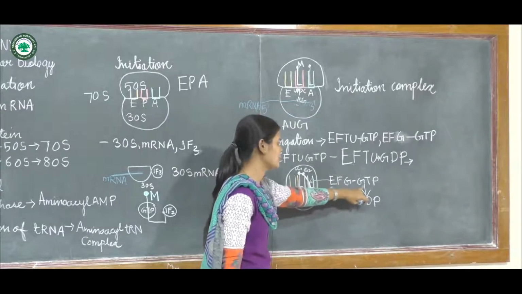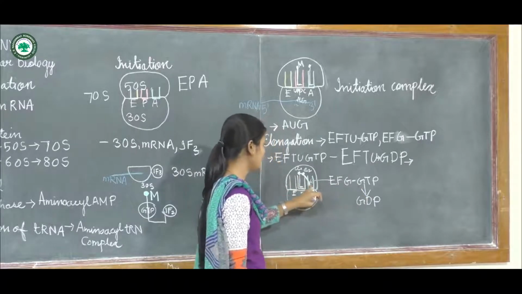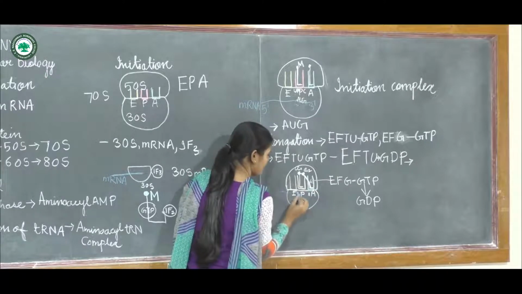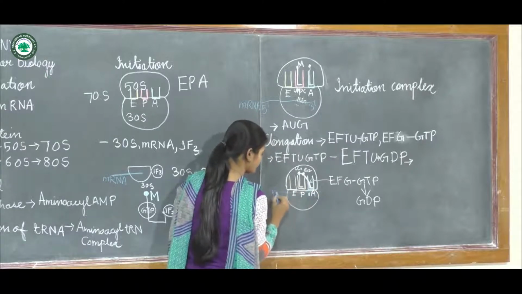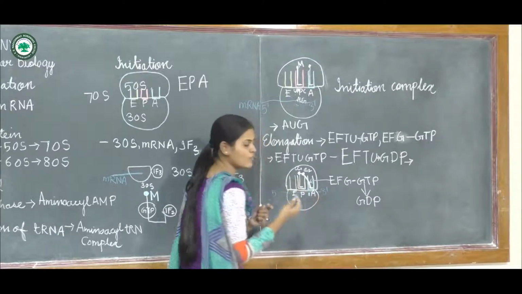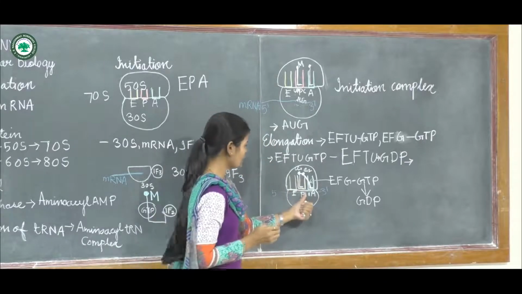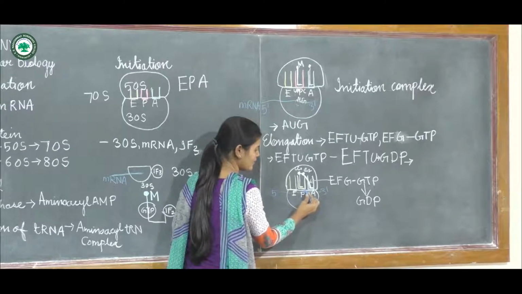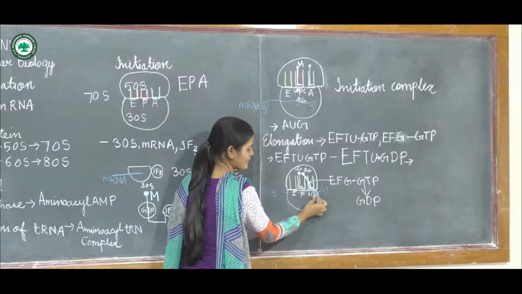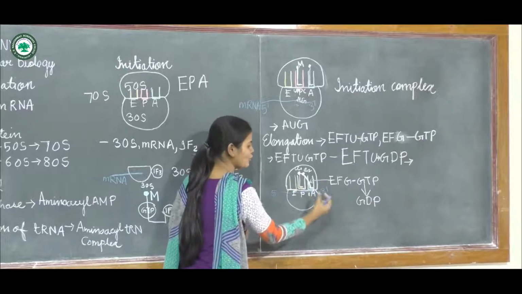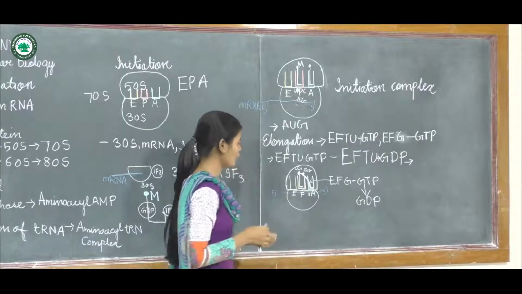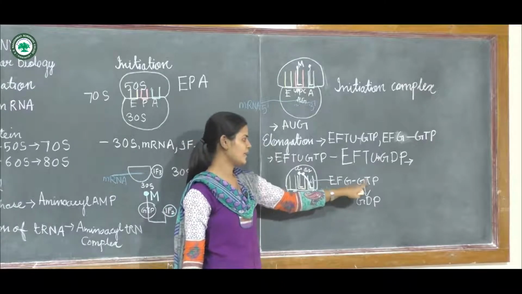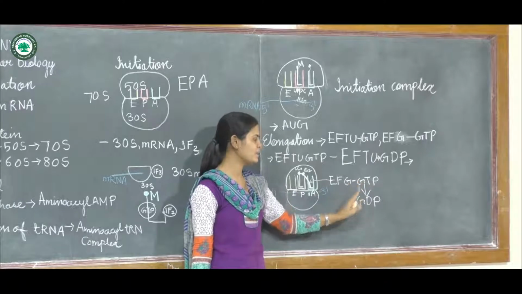Now after the conversion of GTP to GDP, what will happen? The mRNA, which is present in the 5' to 3' direction, will move one codon. So the codon which is present in the P site moves to the E site. Now the A site moves to the P site, and a new codon comes into the A site. So while this happens, GTP is converted to GDP.